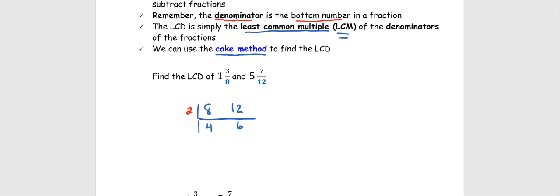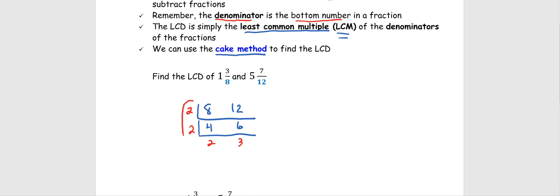And I'll just repeat the process as long as I can. I can see these two numbers are still even, so I know that I can factor out at least another 2. 4 divided by 2 is 2. 6 divided by 2 is 3. And when we get to this next row, you notice that there are no other common factors that 2 and 3 share other than the obvious factor of 1.